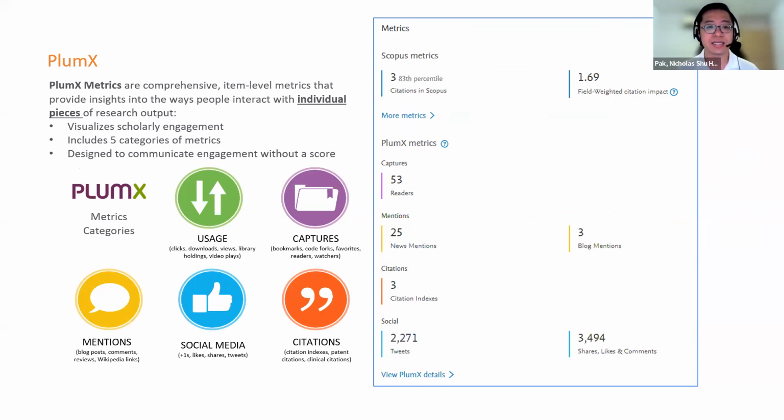Usage, you can see clicks, downloads, views, library holdings, and videos played. Captures, you'll be able to see bookmarks, code forks, favorites, readers, and watchers. Mentions will be in terms of blog posts and Wikipedia links. Social media will be +1s, likes, shares, tweets. Citations will be citation indexes, patent indexes, as well as clinical citations.